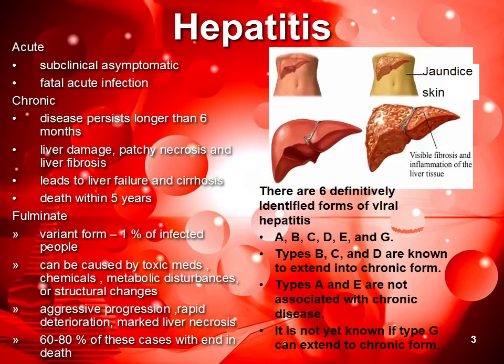Types B, C, and D are known to extend into chronic form. Types A and E are not associated with chronic disease. It is not yet known if type G can actually extend to chronic form. The existence of type F is somewhat controversial, and research continues to solidify identification.